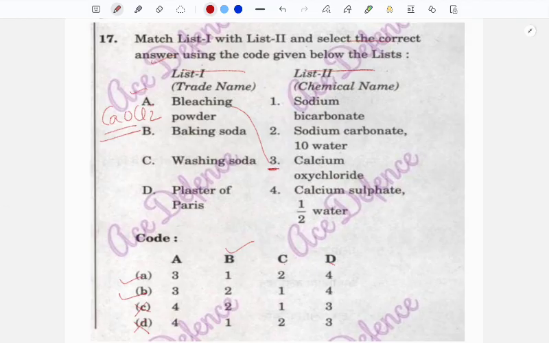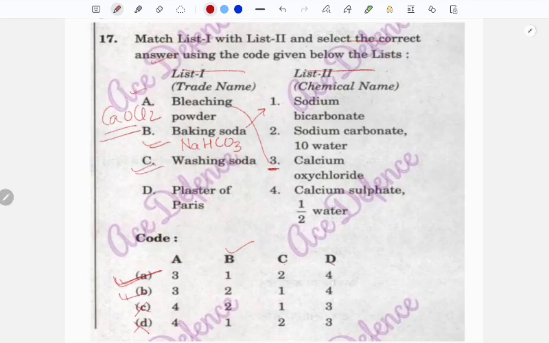Now if we talk about baking soda, you must have heard about it. Our mothers also use it. It is NaHCO3. H means bicarbonate, so sodium bicarbonate, or you can say sodium hydrogen carbonate. What is the right answer? B we have with 1. So B1, option A is the correct answer. By eliminating other options, you can also understand. These are the tricks you have to follow in your exams also.